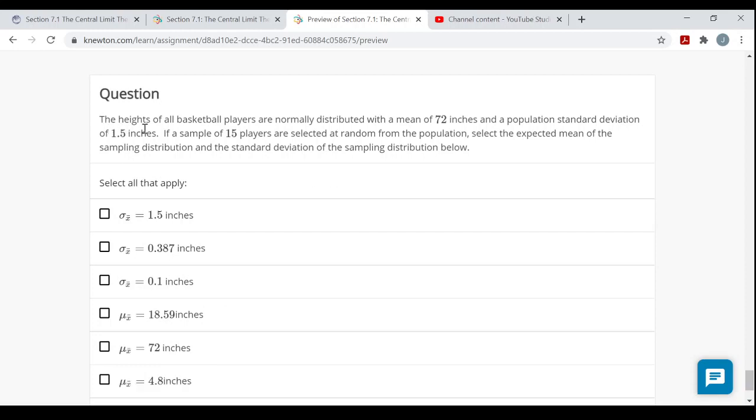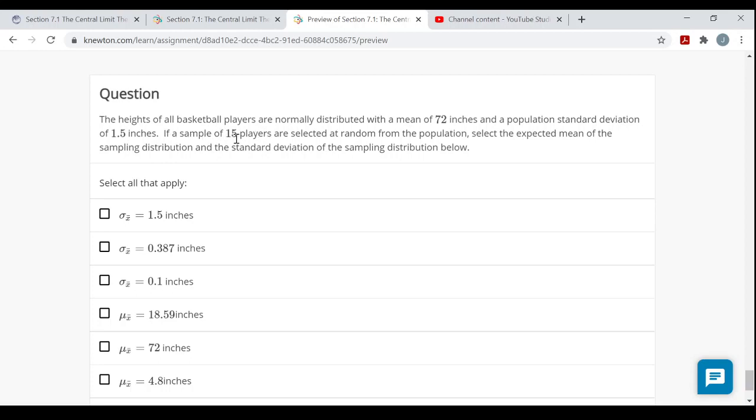So suppose the heights of all basketball players are normally distributed with a mean of 72 inches and a population standard deviation of 1.5 inches. So that's mu and sigma. That's for single basketball players, not groups of them. But now we're talking about groups.